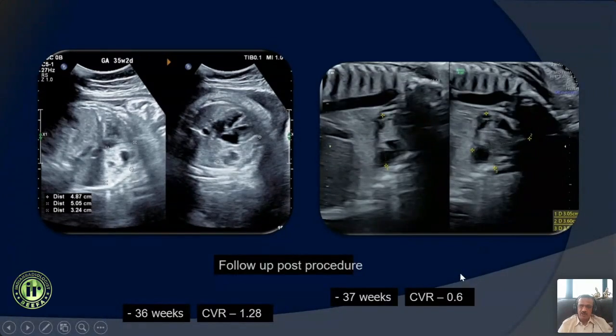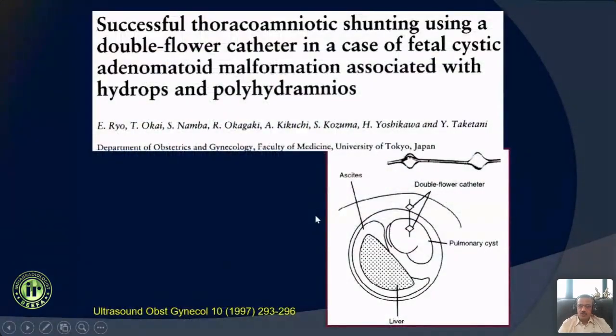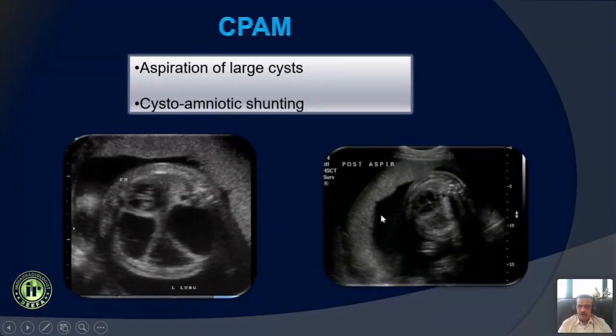So this child was born in Thane, and subsequently a CT scan was done, which showed a small lesion. And because the child was a little symptomatic, they did a surgery, but subsequently the child has done very well, and is almost, I think, 1 year now. So we can also put, of course, shunts from large cysts into the amniotic fluid if you see that hydrops is developing.